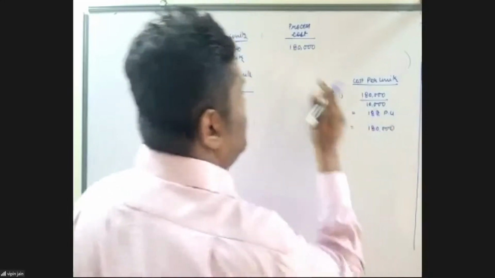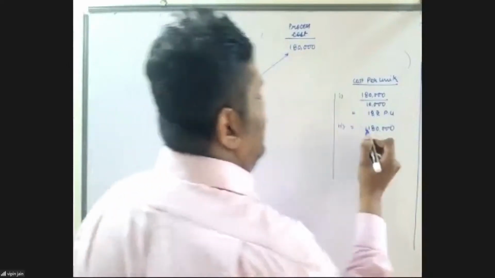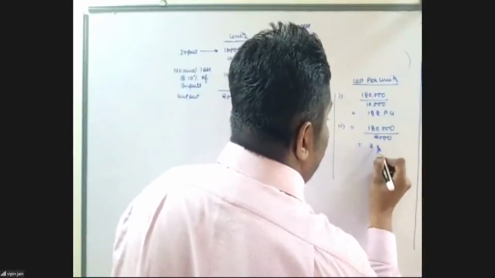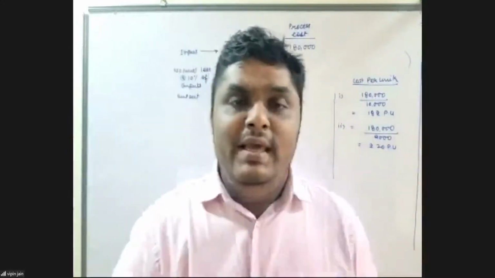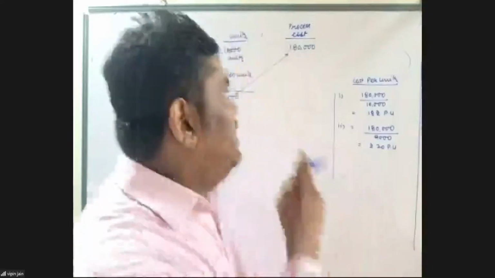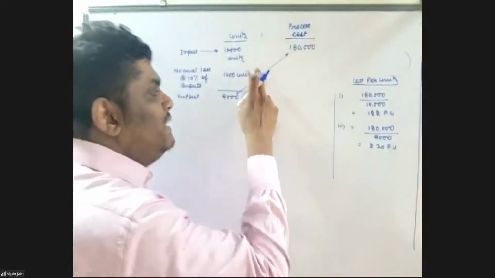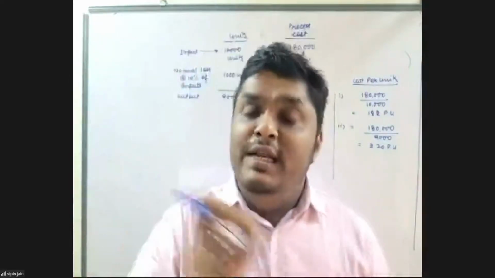1,80,000 is my total cost of the process, and my output is now how much? 9,000 units. So my cost will be rupees 20 per unit. So herein what we can see is that the cost of these 1,000 units is absorbed by the remaining 9,000 units. So we call it the treatment of normal loss.